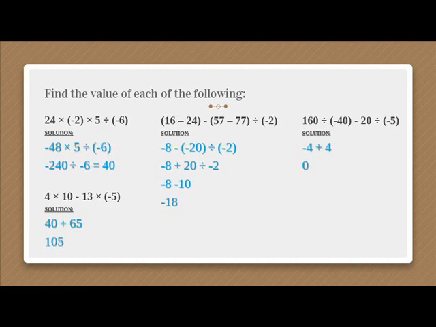So we have minus 8 plus 20 divided by minus 2. Well, according to the order of operations, we perform division first, so we will divide 20 by minus 2. 20 over minus 2 equals minus 10. So we have minus 8 and minus 10. Well, as minus 8 and minus 10 have same signs, we will add them, so we have minus 18. Here we have taken the sign of the bigger number, that is minus 10. So minus 18 is our final answer.